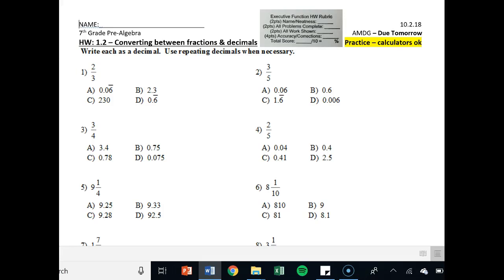Welcome to homework 1.2, converting between fractions and decimals. This is a practice homework. Calculators are okay, but you must show work. So first it says write each as a decimal using repeating decimals when necessary.